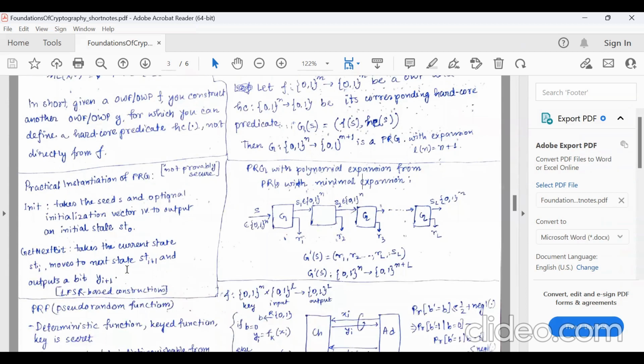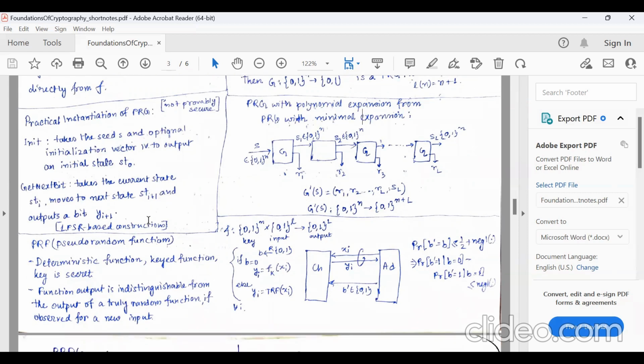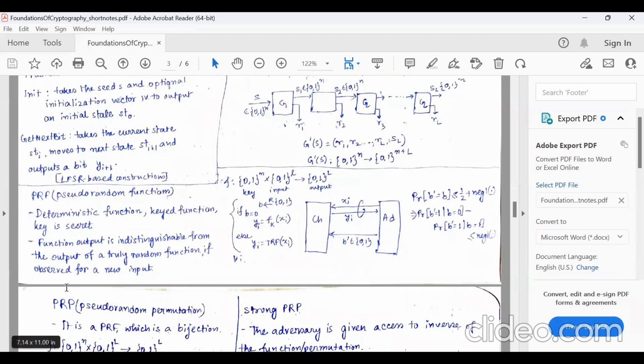So in practical instantiation of PRG, we actually abstract it with two algorithms. First is init, where it takes the seed S and an optional initialization vector IV to output an initial state ST0, and then you run get next bit multiple times for however many bits you require in the output. So it takes current state STi and moves to next state STi plus 1, and it outputs a bit Yi plus 1.